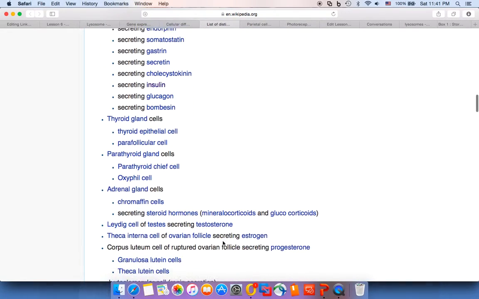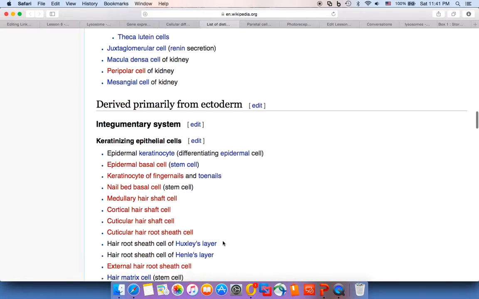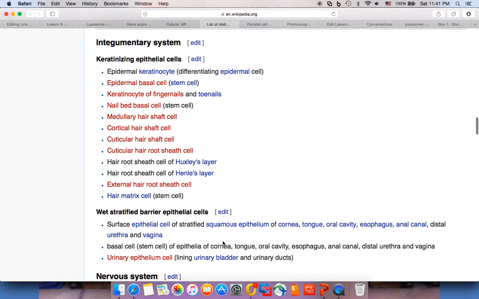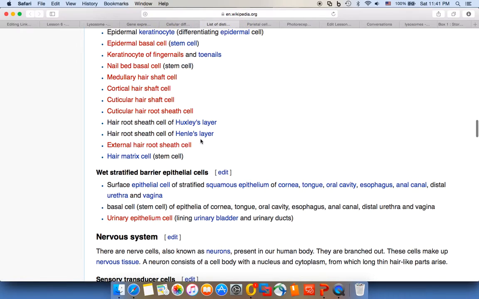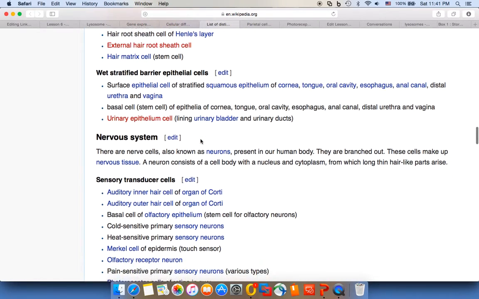All right. Then we have these ones that I think are very interesting. Keratinizing epithelial cells. So epithelial cells are the ones in the skin. All right, and there are some that produce fingernails and hair, the hair on the head, and the hair on the skin, and so on. And each one is different.